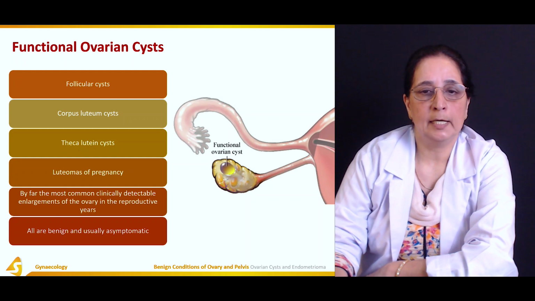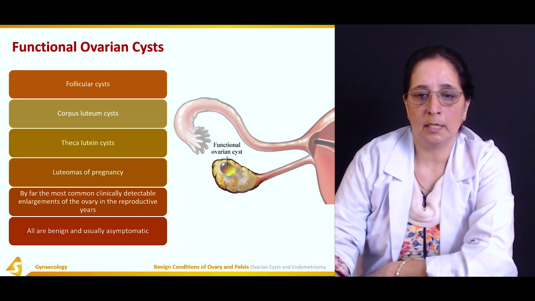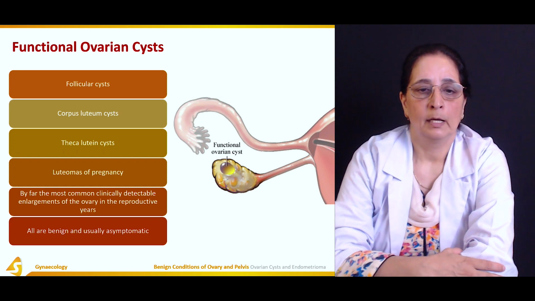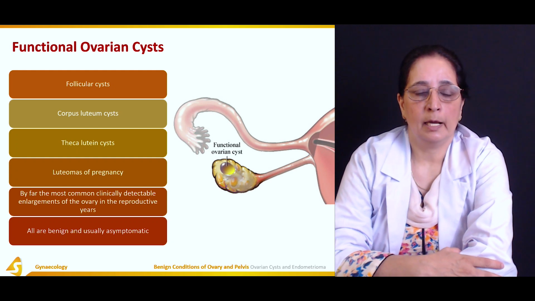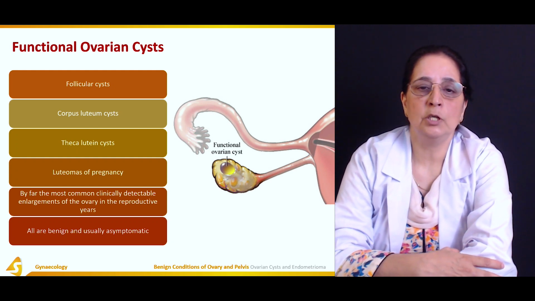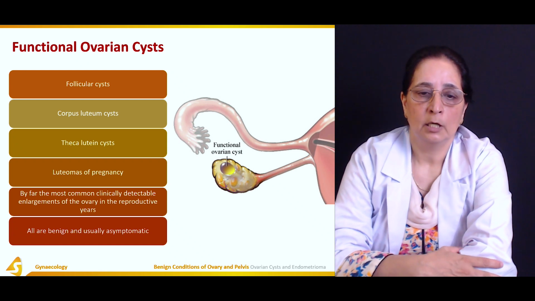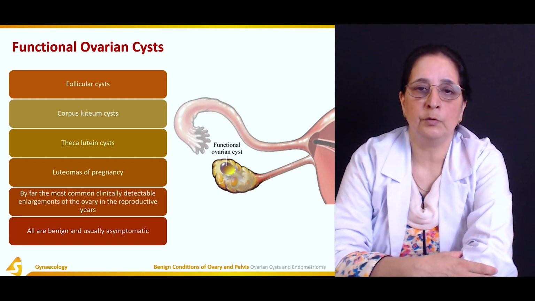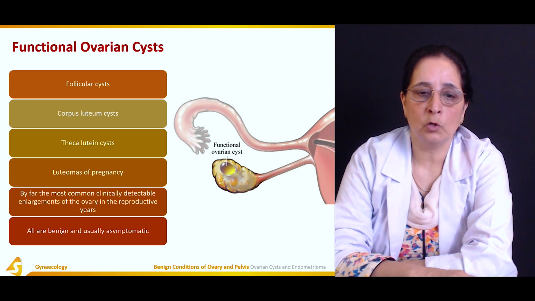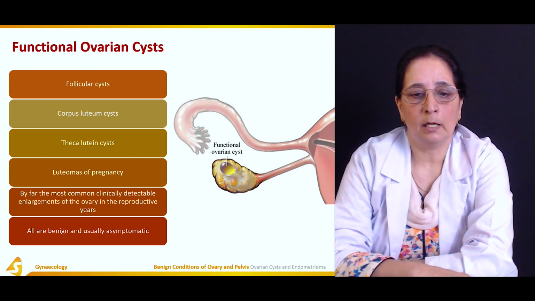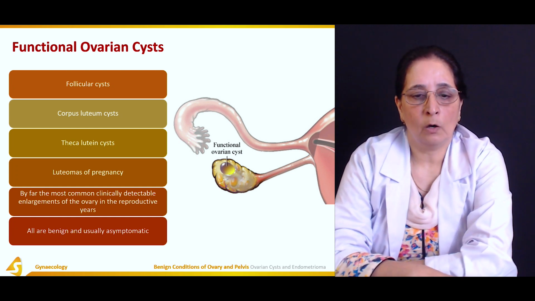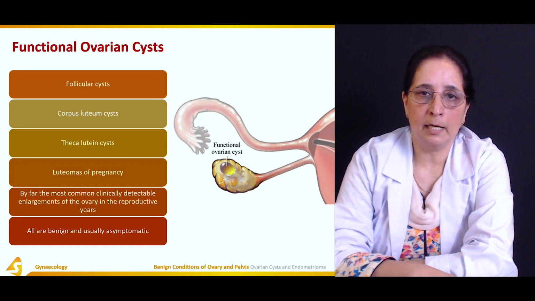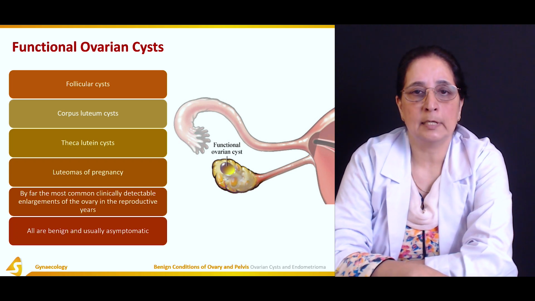So functional ovarian cyst is the follicular cyst, corpus luteal cyst, theca lutein cyst, and also it includes the luteomas of the pregnancy. So corpus luteum that develops during the pregnancy, it's the most common type of the cyst during the reproductive years. And all of them are usually benign and asymptomatic. They don't have any symptoms on presentation.